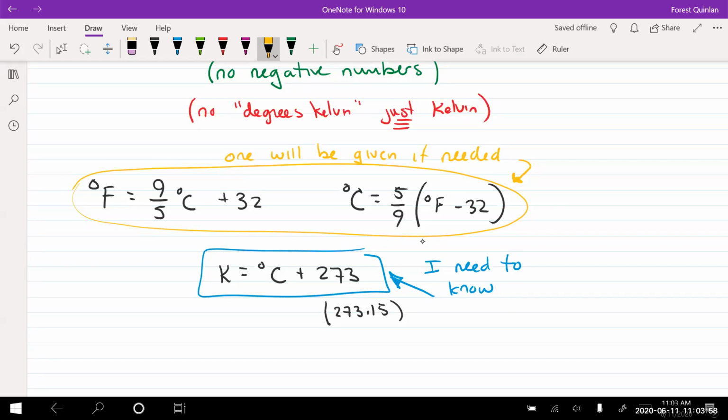Do we need to remember that it's 273.15? Is that what we need to enter in our calculator, or can we just put 273? It's just for the people who are going on, they might want to use 273.15. For us, 273 is just fine. And again, I'm going to let your homework let you plug and chug those things.